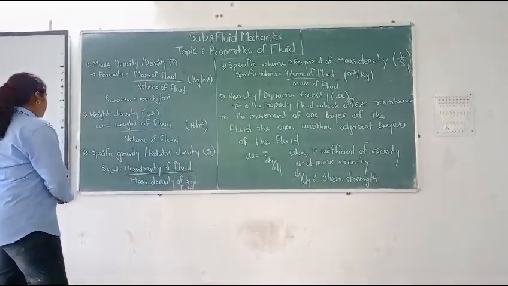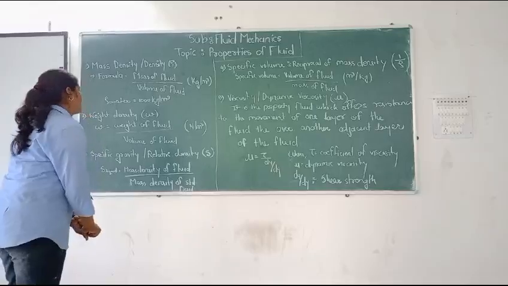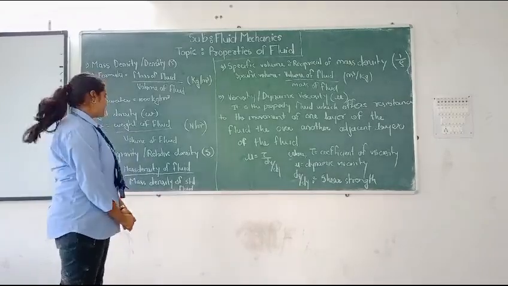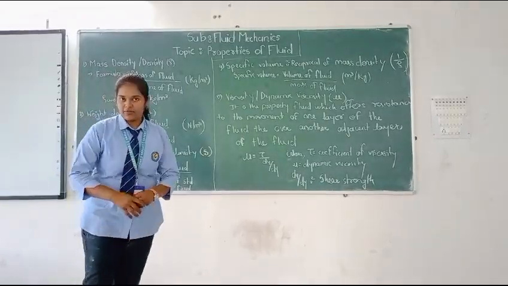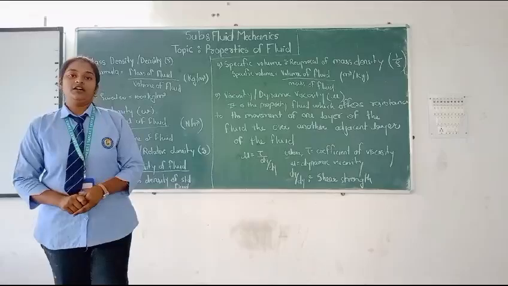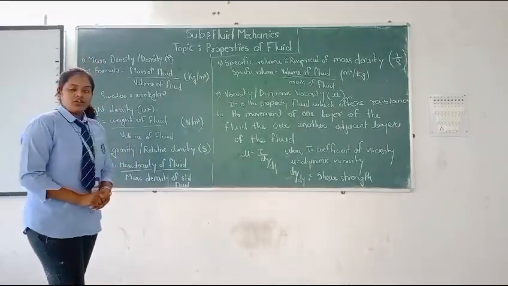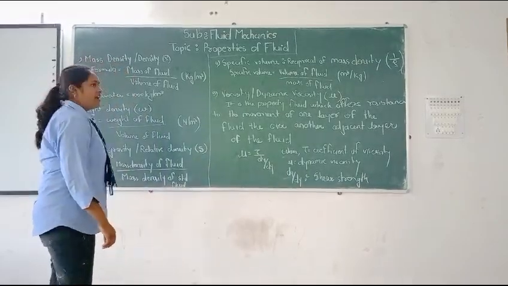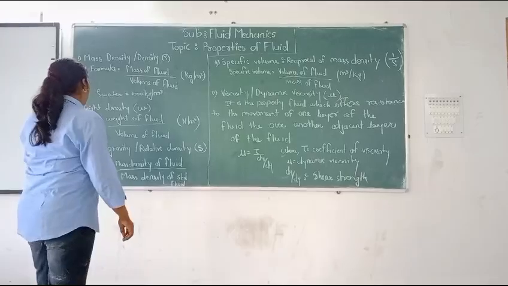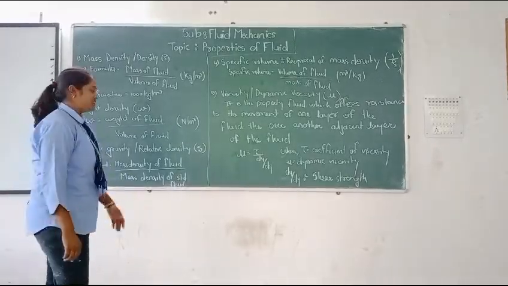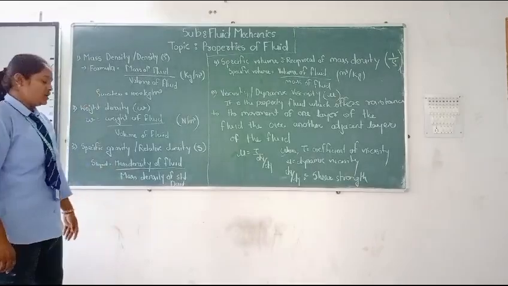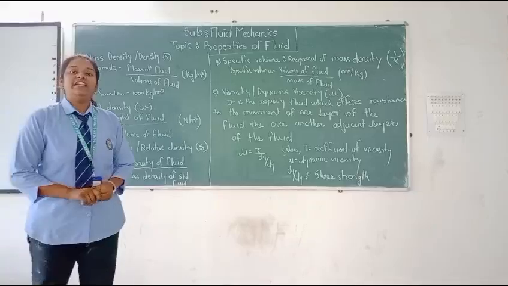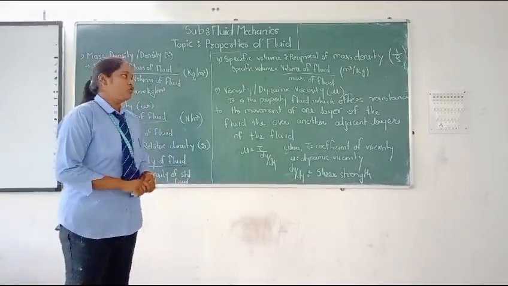Then the third property is the specific gravity. Specific gravity is the ratio of mass density of the fluid to the mass density of the standard fluid. Standard fluid is nothing but the water. So the mass density of the water is 1000 kg per meter cube. It is also defined in the form of weight density. Specific gravity is defined as the ratio of the weight density of the fluid to the weight density of the standard fluid. Weight density of the standard fluid is 9810 Newton per meter cube.